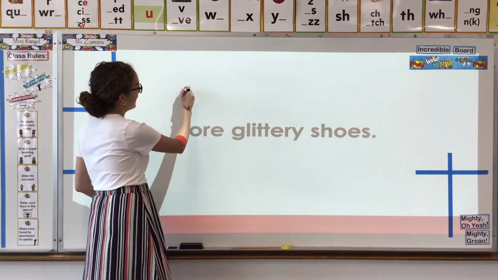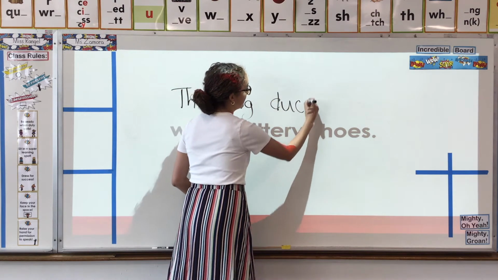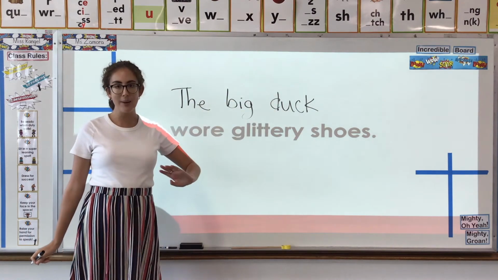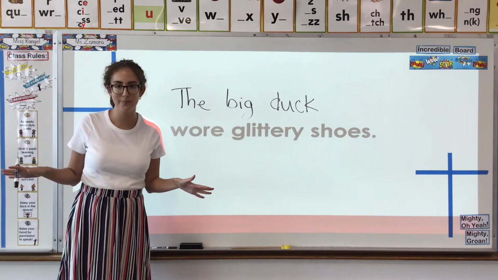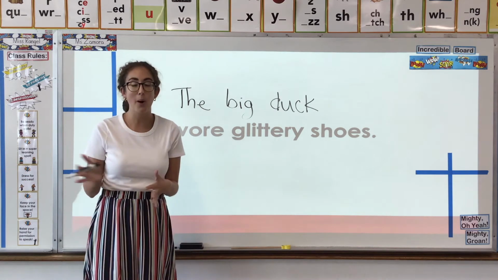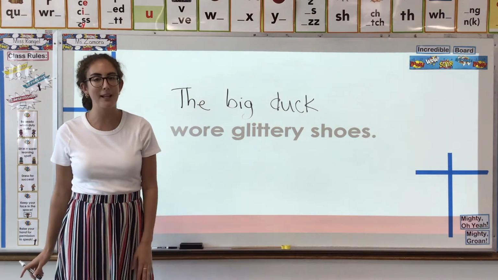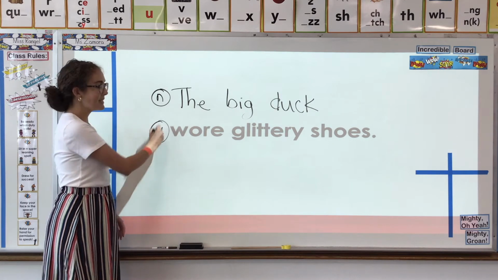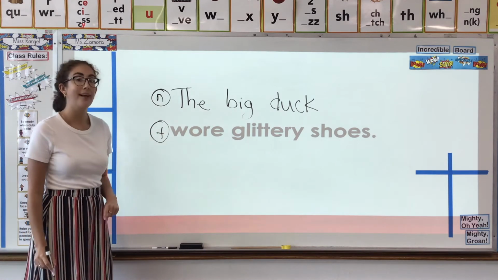So I'm going to say the big duck wore glittery shoes. A duck is my character, my who, and what they did was wear glittery shoes. So you can craft your own sentences right now. You can pause me if you like between these. But remember, we're getting creative. I want you to make them funny. So here I've got my naming part and my telling part, and I made sure they were in the correct order. Naming, then telling.